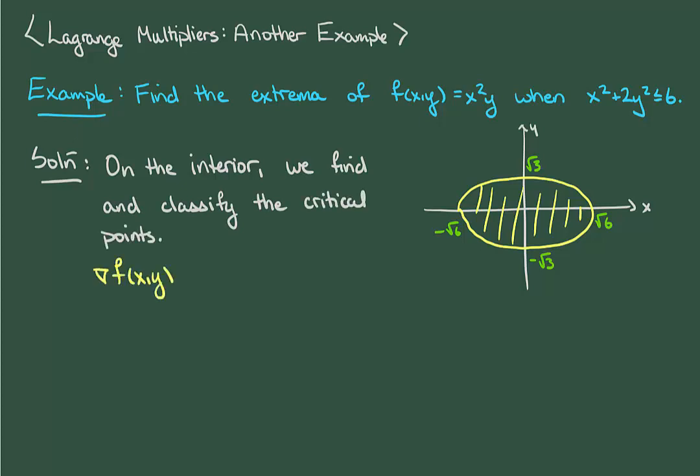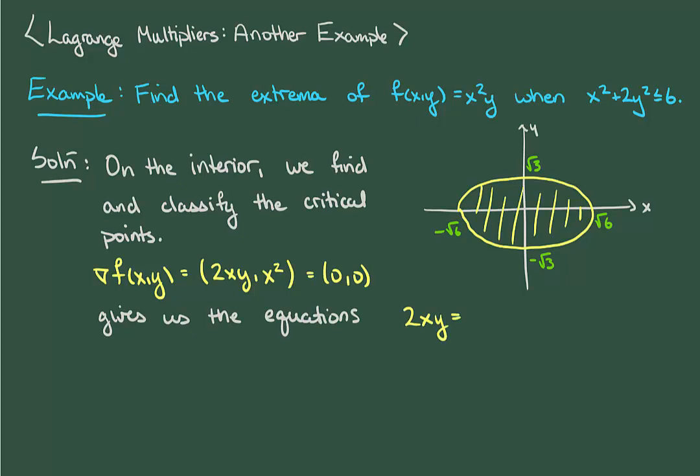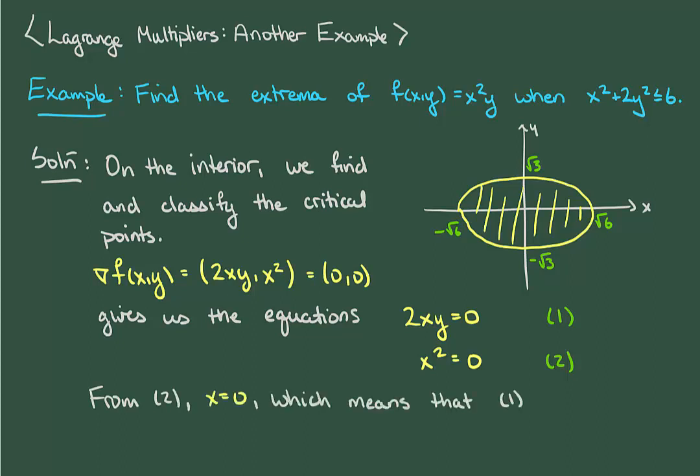Taking the gradient and setting it equal to 0 gives us the following two equations, which we have to solve for x and y. Now, equation 2 tells us that x is equal to 0, but if we plug that into equation 1, we get 0 is equal to 0. This means that both equations are satisfied for any value of y.